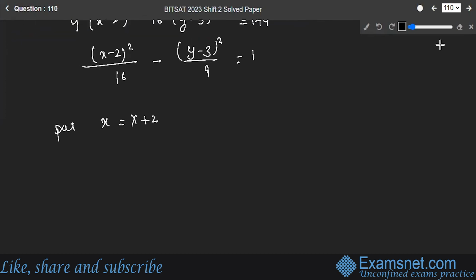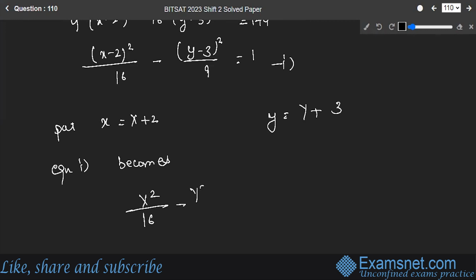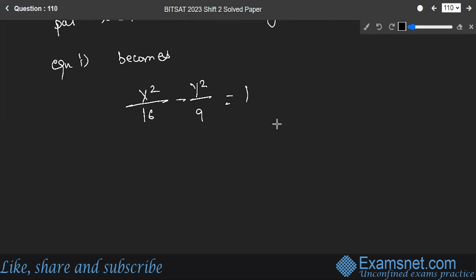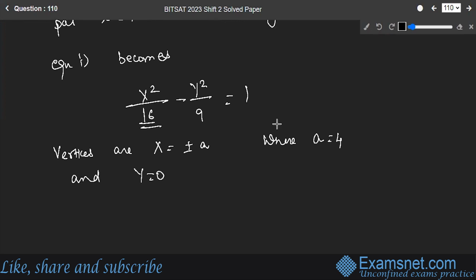Let's put X is equal to x minus 2 and Y is equal to y minus 3. So this equation becomes X squared upon 16 minus Y squared upon 9 is equal to 1. Now the vertices are this, where a is equal to 4 over here and Y is equal to 0.